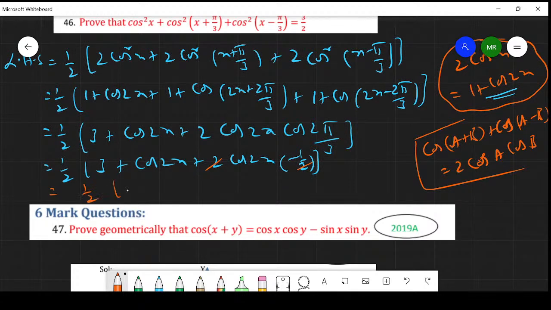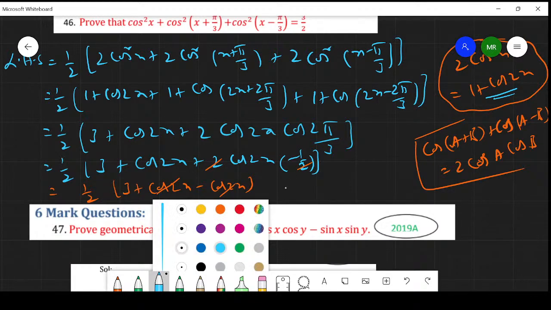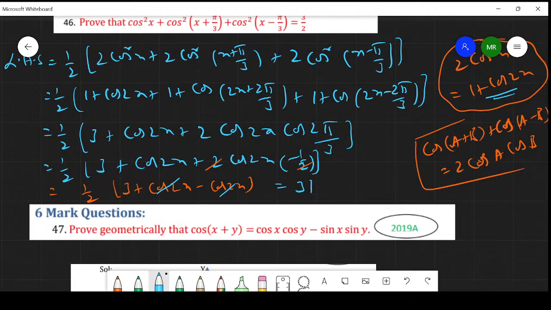1 by 2, this will come. 3 plus cos 2x minus cos 2x. The 2 will get cancelled, minus 1 is here. So now I can eliminate this one, I can simplify this one. Cos 2x, cos will get cancelled. Answer will be 3 by 2. 3 by 2 is the required answer.